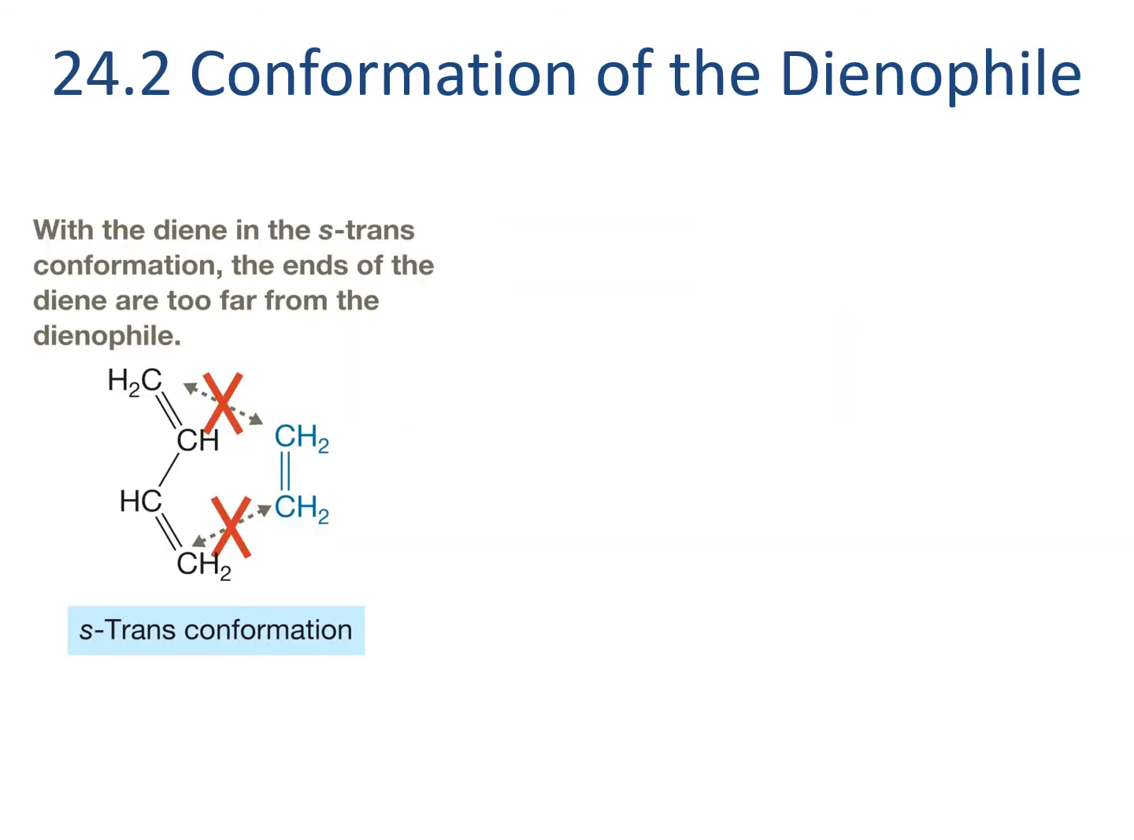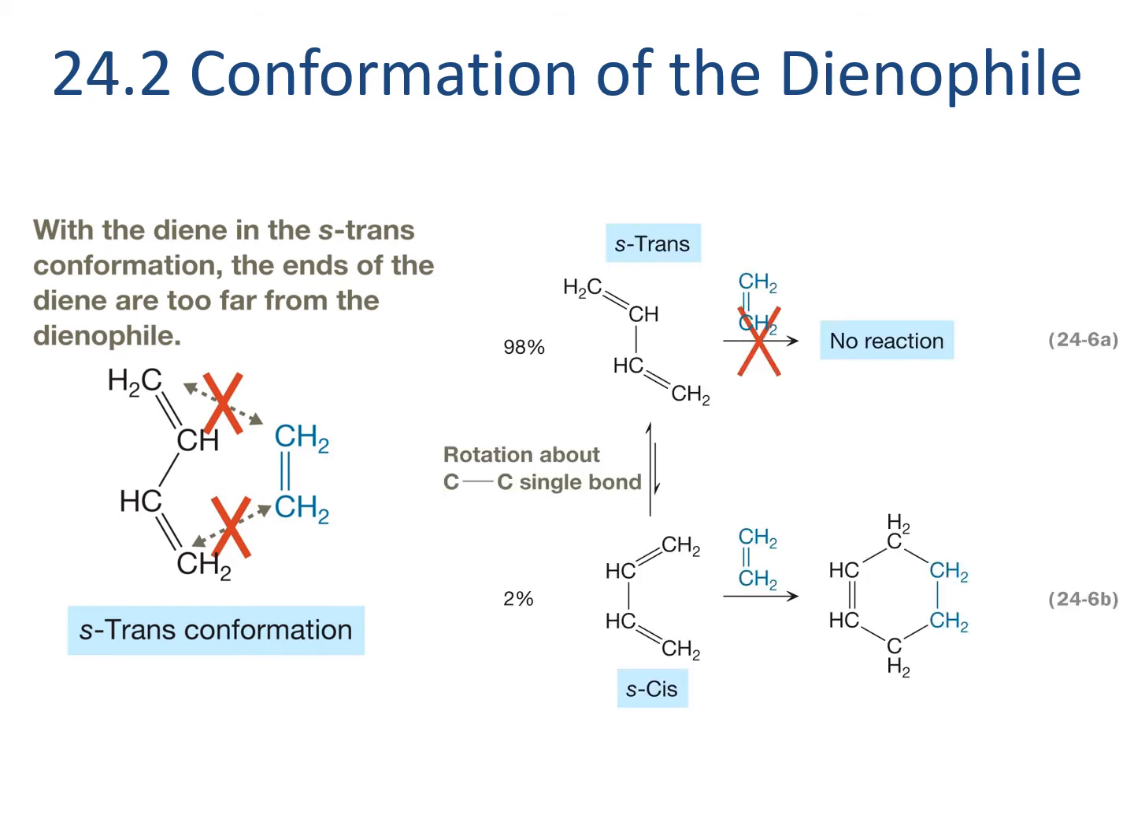Since the reaction needs to have overlap between the HOMO and LUMO, they need to be close. This only happens in what is called the S-cis conformation for the diene. The single bond can rotate most freely, so the S-trans and S-cis can usually interconvert fairly easily. But again, the reaction only occurs when the double bonds are pointed at the same side of the single bond, the S-cis conformation.